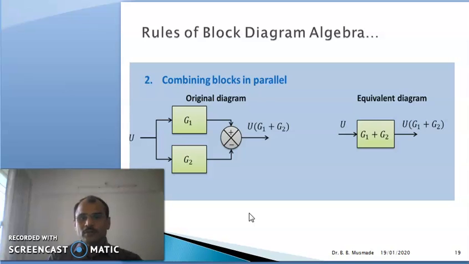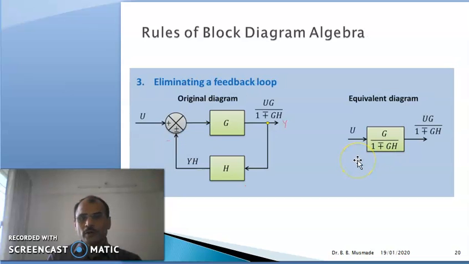The second rule is combining blocks when they are connected in parallel. For example, G1 and G2 are in parallel in the present arrangement. The individual outputs are u into G1, and for this block u into G2. When we add, the sign should be positive. So the combined information is u into bracket G1 plus G2. The same thing is highlighted here. So when blocks are in parallel, we can add them in the effective block.